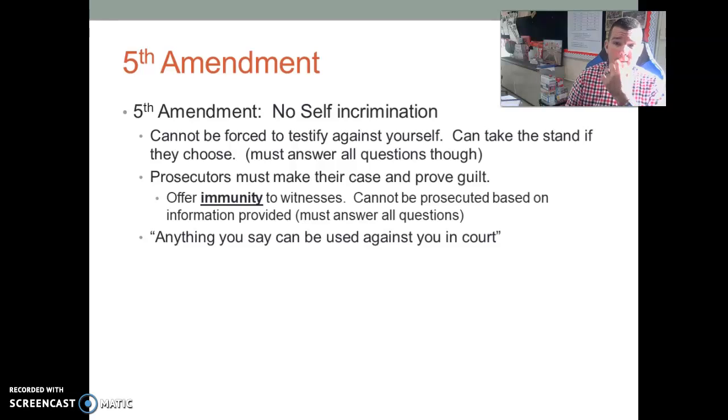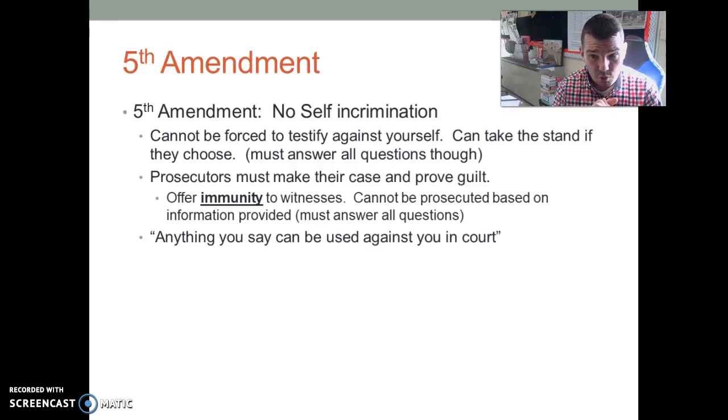Then you have the Fifth Amendment. Again, there are a few different protections with this. One is no self-incrimination, meaning that you cannot be forced to testify against yourself. You have to understand it's the state or the prosecutor who has to prove your guilt. They have to lay out a case and find the evidence. You don't need to say anything. It's their job to prove that you're guilty.